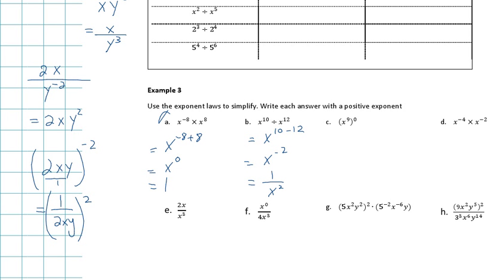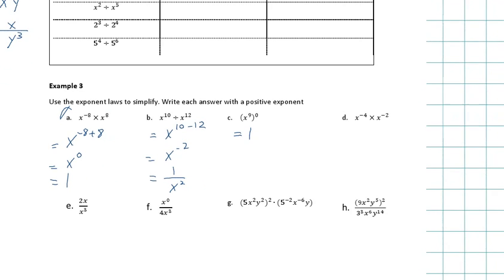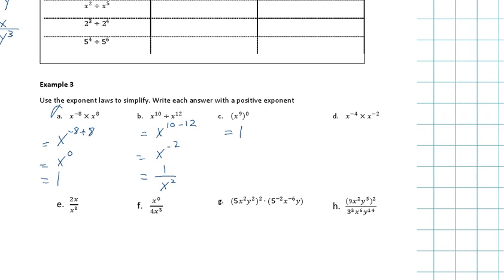What's the answer for C? 1. Why 1? Power of 0. You have a power of 0. That's all you've got to say. Power of 0 is 1.